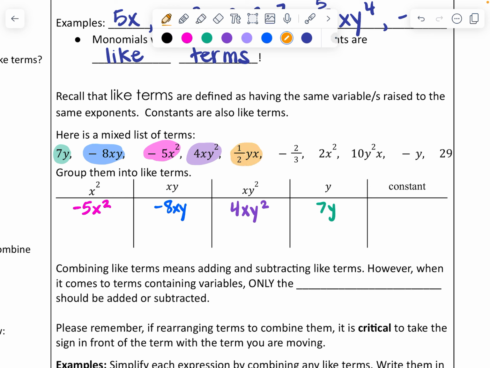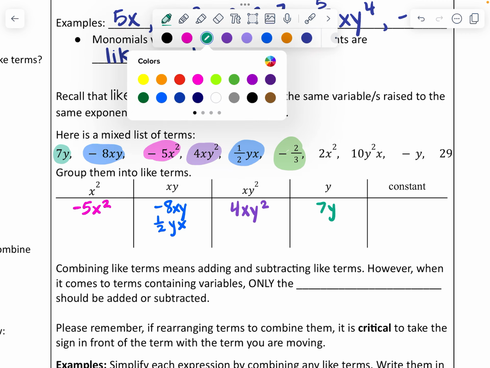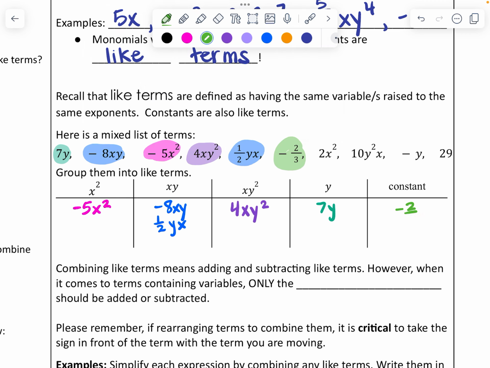The next one, 1/2 yx. Now, it doesn't say that they have to be in the same order. They just have to have the same variables and exponents. So it would actually go here. Actually, I'm going to put that in the same color. Okay, and negative 2/3 is a constant. There's no variable, so that is a constant.